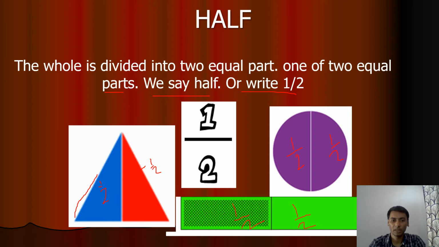That means here is the whole, this is the whole. That means the whole picture is divided into two parts. So we will write the fraction for this, 1 by 2. That means each part of this whole object is 1 by 2 or half.